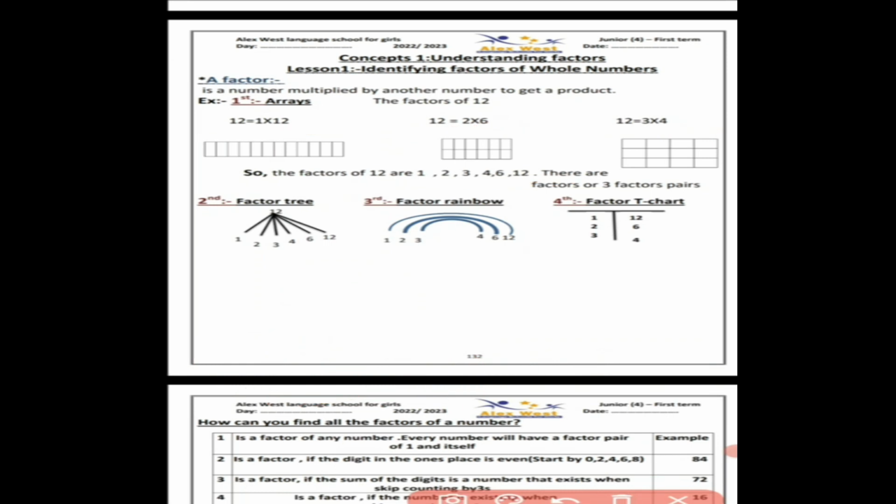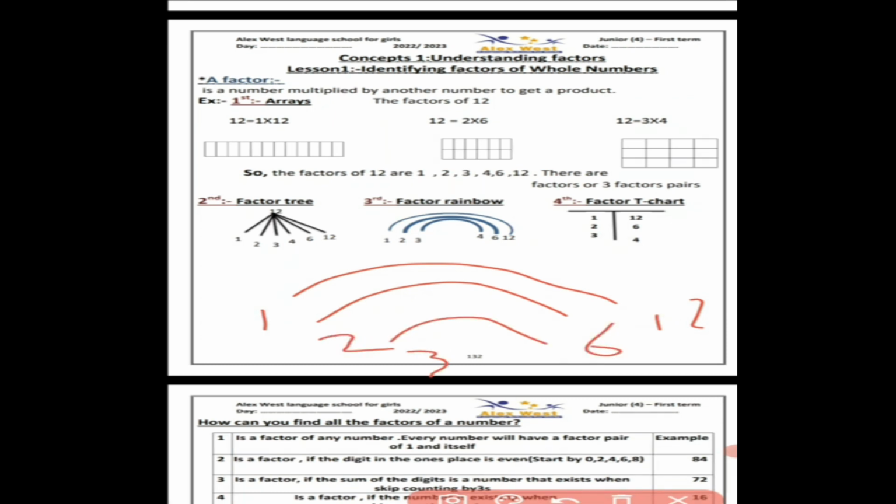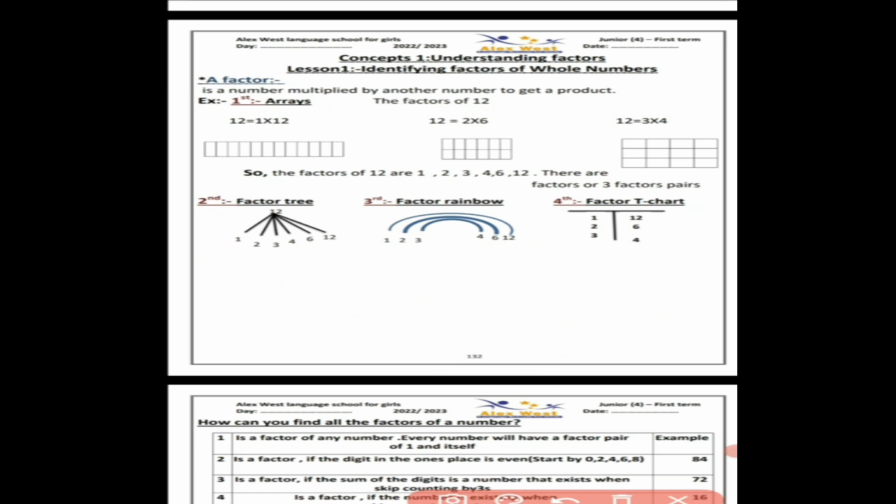The second way is called factor rainbow. 1 times 12, 2 times 6, 3 times 4. The third way is called factor T chart. 1 times 12, 2 times 6, 3 times 4.